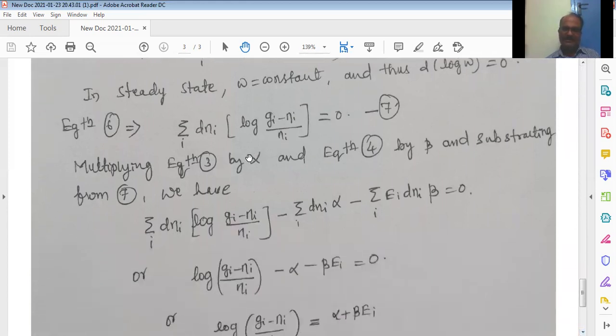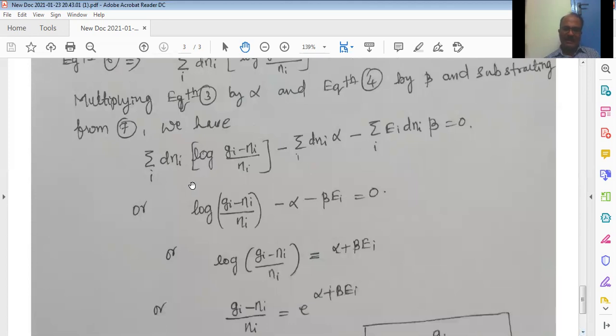And multiplying equation 3 by alpha and equation 4 by beta. Equation 3 is a summation over i dNi, so that is multiplied by alpha, and equation 4 is summation over i Ei dNi, that is multiplied by beta, and subtracted from equation 7, we get it in this way. So it is summation over i dNi log of Gi minus Ni divided by Ni, and these terms we are subtracting. That means equation 3 is multiplied with alpha and subtracted, so this is the term, and equation 4 is multiplied by beta and it is subtracted, and this is the term.